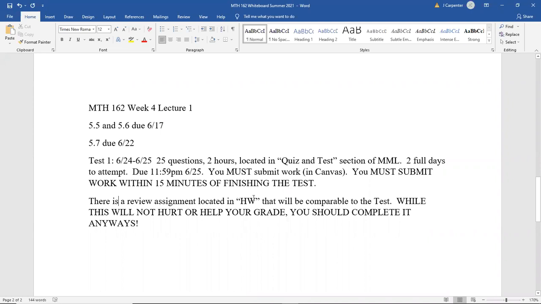So, Math 162, Week 4, Lecture 1. This is our seventh meeting together. Might seem like it's been more, but it's the seventh. Just reminding us of some due dates that we've seen before. 5.5 and 5.6 are both due on the 17th. Everything else was due previously because it had been assigned more than a week ago. And we started 5.7. We got what, like 30 minutes into 5.7, if even that far, maybe 20 minutes.